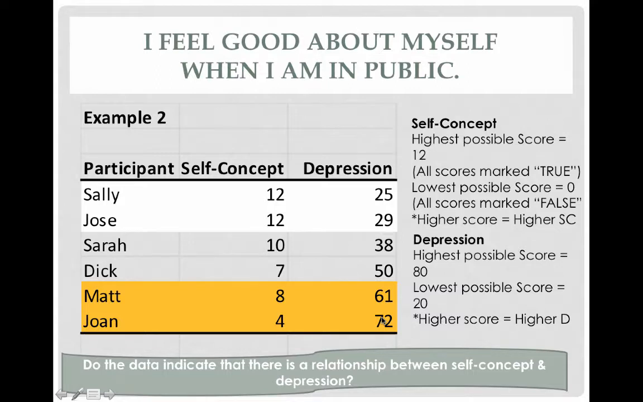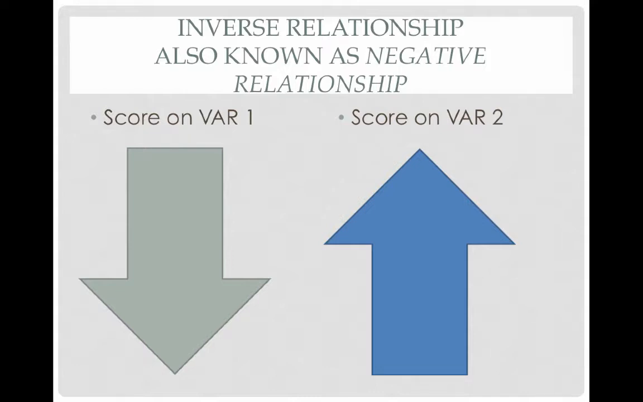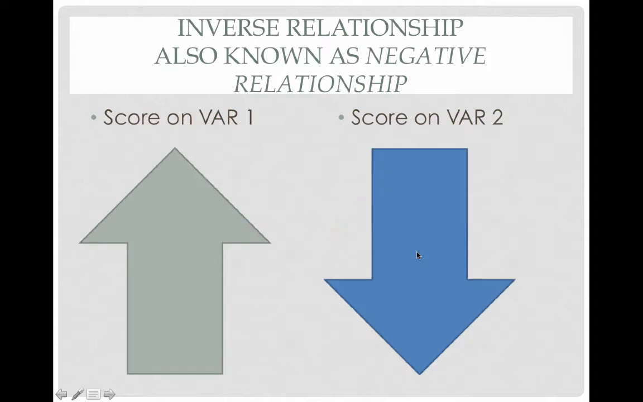In other words, those with higher self-concept tend to have lower depression scores, while those with lower self-concept tend to have higher depression scores. This relationship is called an inverse or negative relationship. In an inverse relationship, those who score high on one variable tend to score low on the other. So low on one variable, high on the other, or high on variable 1 and low on variable 2.